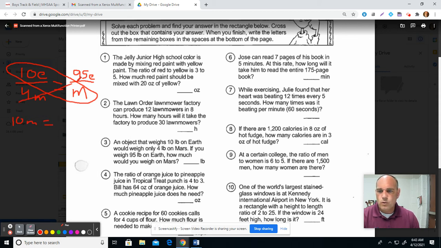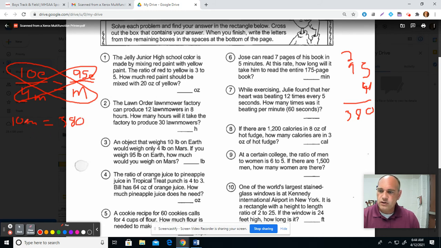equals 4 times 95. I don't know what that is. So let's see, 95 times 4 is 380. So I know that 10M equals 380.